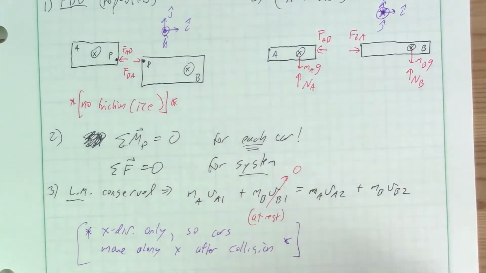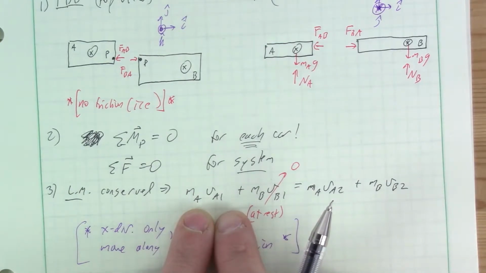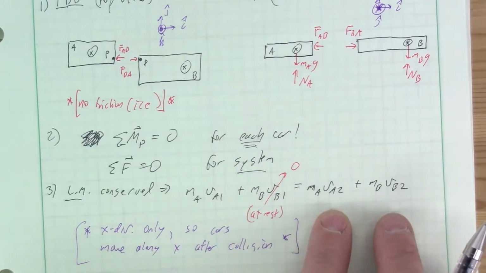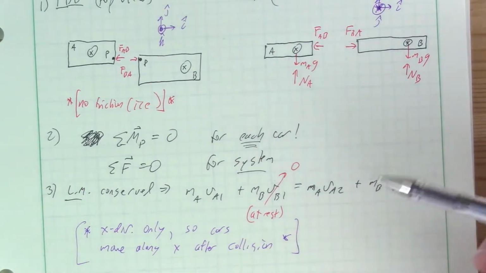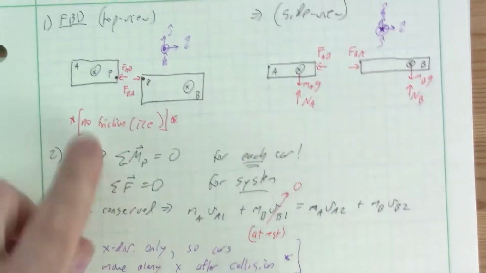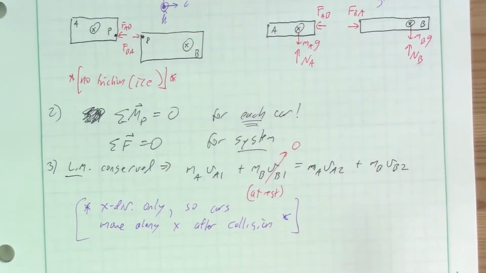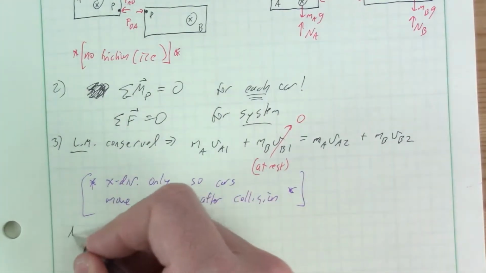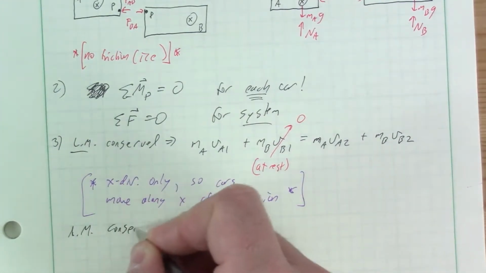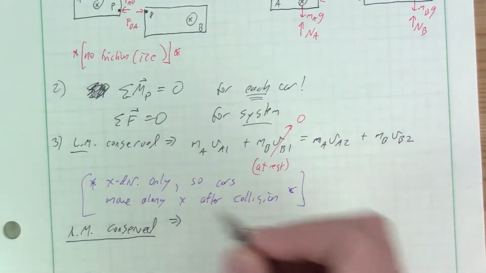All right, so another way to think about that: if linear momentum is conserved and velocity is only in the x direction, then the final velocities are only in the x direction. They could have components in the y direction that cancel out, right? But these forces are only in the x direction, so everything is going to go in the x direction.